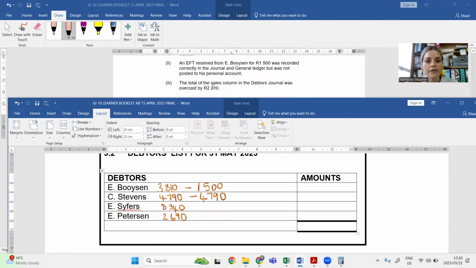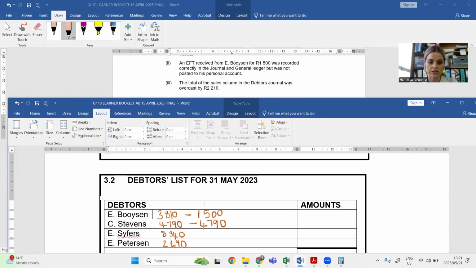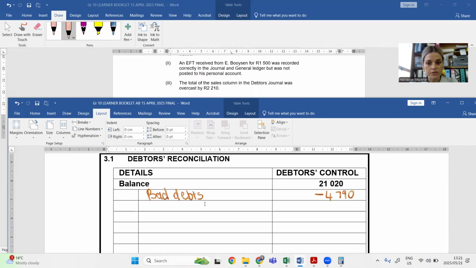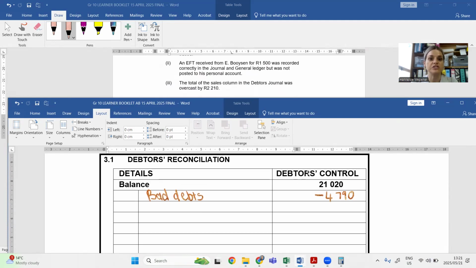Then the total of the sales column in the debtors journal was overcast by 2,210 Rand. So remember, we post individual transactions to the individual debtors accounts, and that goes to your debtors list, your debtors ledger. But totals are posted to the debtors control account in the general ledger. Therefore, if you made a mistake with the adding up of a total, then you have to fix it in your debtors control account. So what you did is you said that you had more sales in this debtors account.